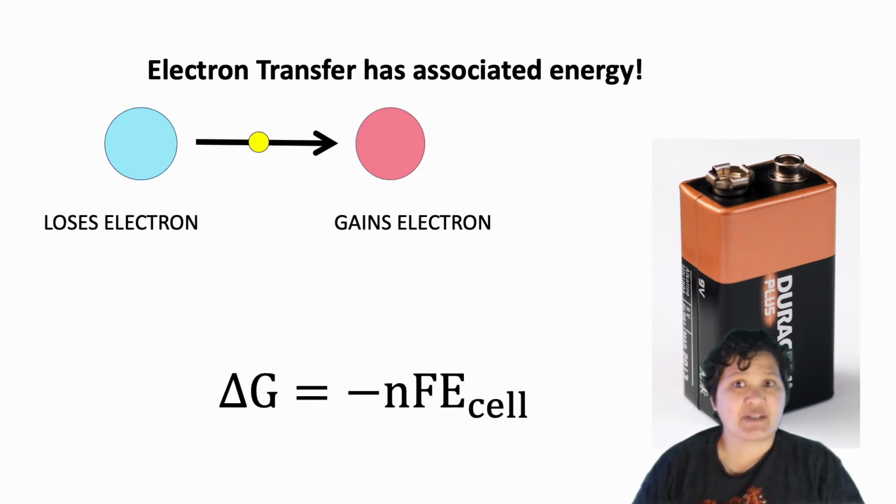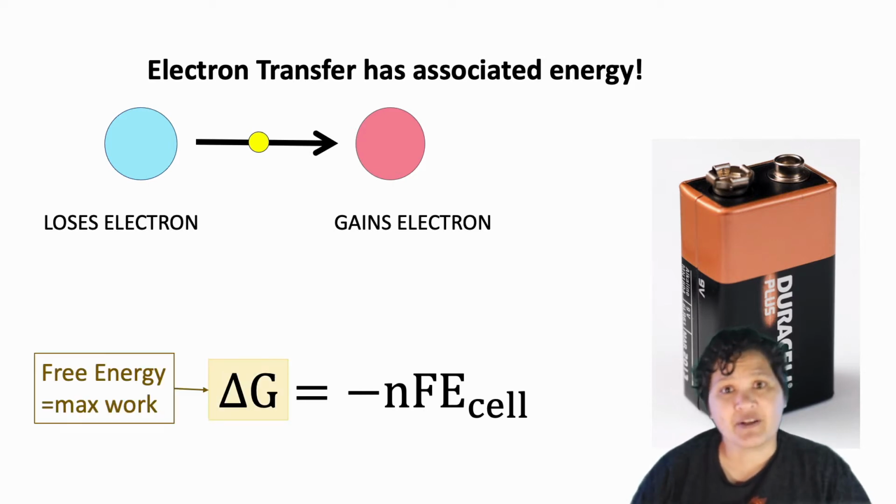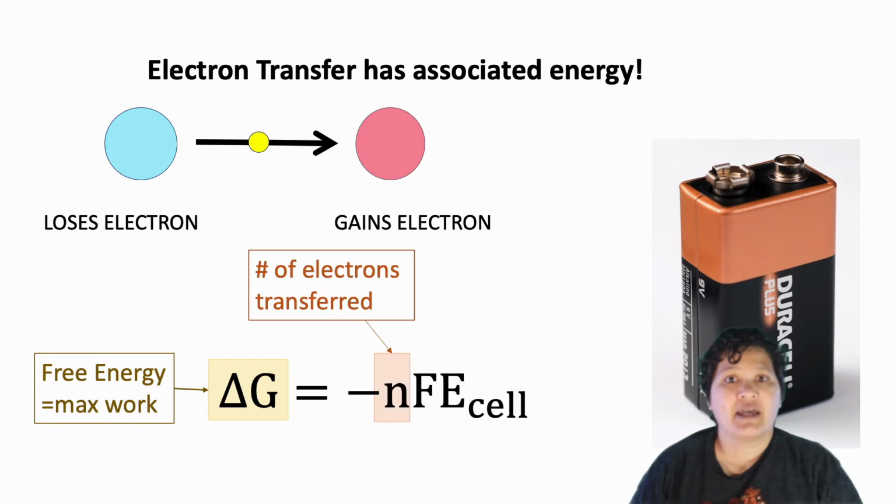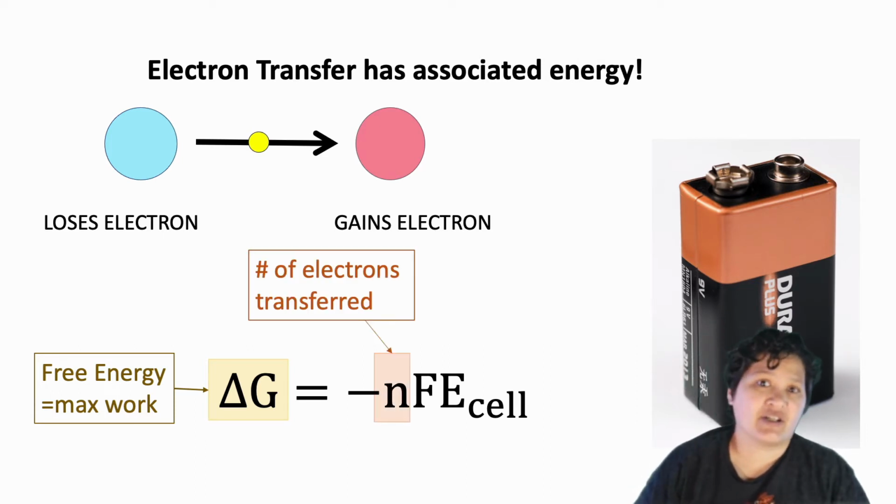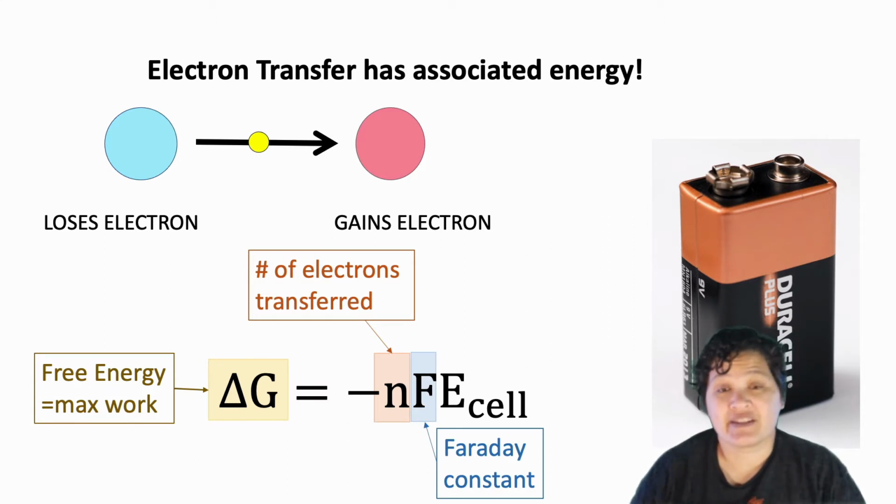You may remember this equation from general chemistry. Delta G equals negative nFE. As a quick reminder, delta G is the Gibbs free energy of a reaction, which is basically the maximum amount of work you can get out of that reaction. n is the number of electrons exchanged in that balanced redox reaction, F is the Faraday constant, and E is the cell potential.